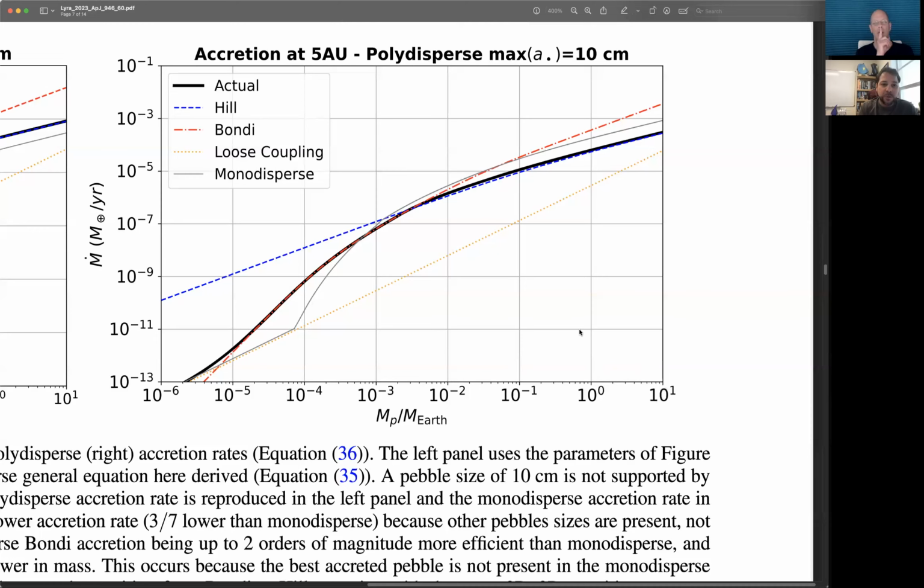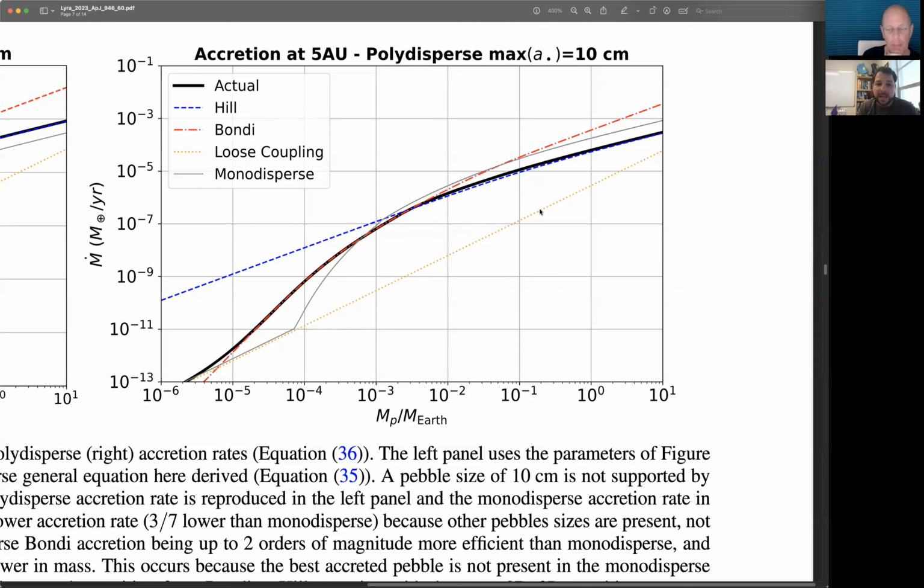And then the mass accretion rates that you get are on the y-axis, in Earth masses per year. The disk lives for about 10 million years, right? So if you have a mass accretion rate of 10 to the minus 6, then you are accreting 1 Earth mass of material in 1 million years. If you have 10 to the minus 7, you accrete 1 Earth mass in 10 million years.